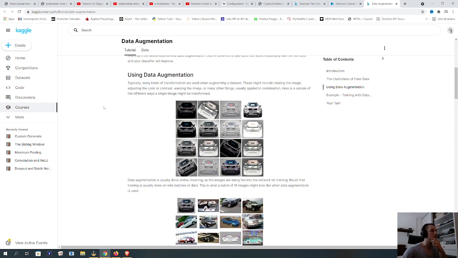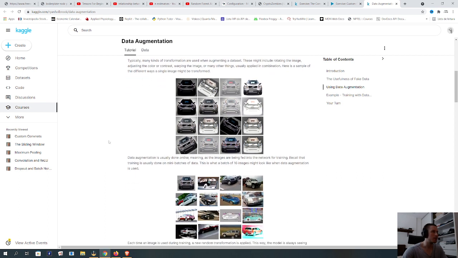Using data augmentation, typically many kinds of transformations are used when augmenting a dataset. These might include rotating the image, adjusting the color or contrast, warping the image, or many other things, usually applied in combination. Here's a sample of the different ways a single image might be transformed. So just rotating the image.